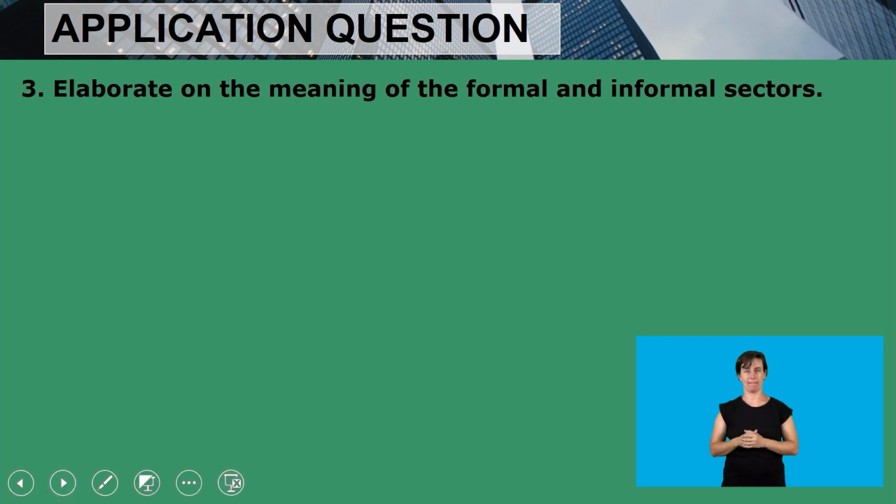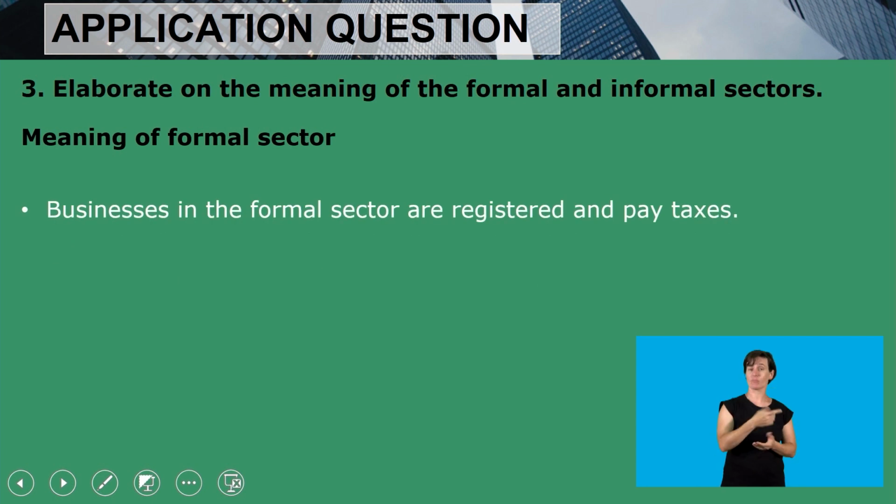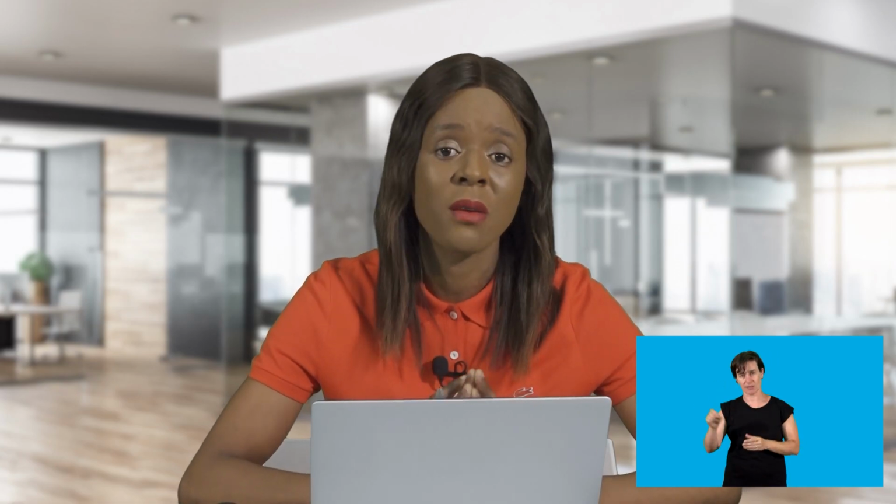Now, let us look at our third question, which says elaborate on the meaning of the formal and informal sectors. So we'll start with the meaning of formal sector. Businesses in the formal sector are registered and pay taxes. So all the businesses that you would find under your formal sector, these businesses are registered to operate, to offer us the activities that they are offering to us as consumers. They are registered. These businesses, they pay tax. They are registered with SARS, so they pay tax.